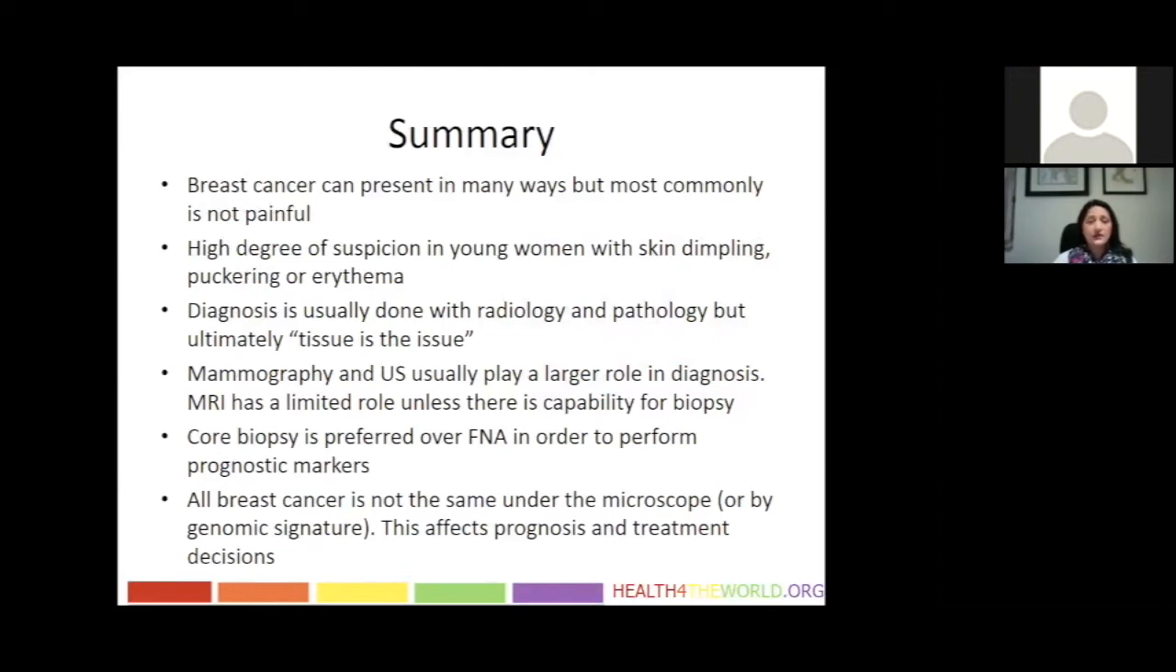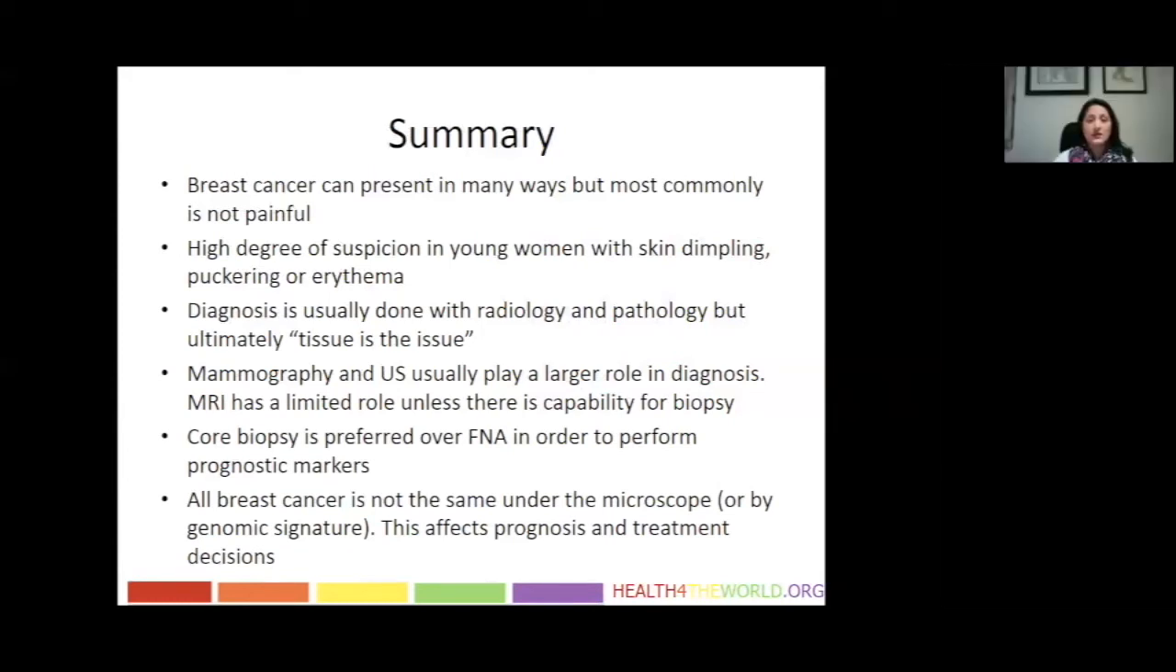Mammography and ultrasound play a large role in diagnosis, while MRI has a very limited role unless there's also biopsy capability. Core biopsy is the preferred approach over FNA in order to perform prognostic markers. And it's important to understand, finally, that all breast cancer is not the same under the microscope or by its genomic signature. And this finding affects prognosis and further treatment decisions.